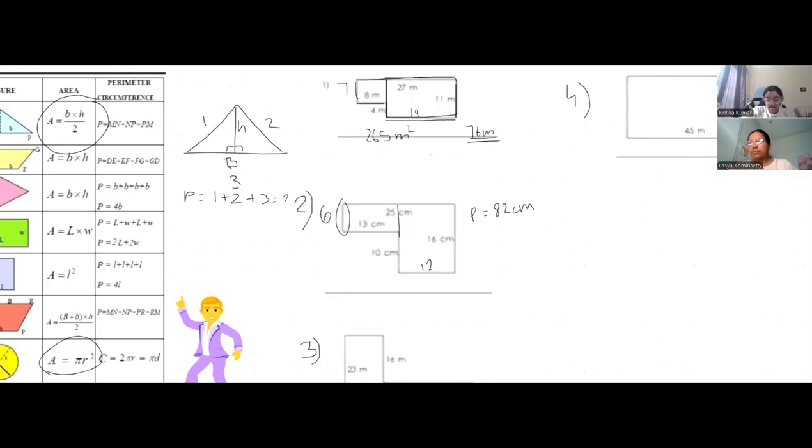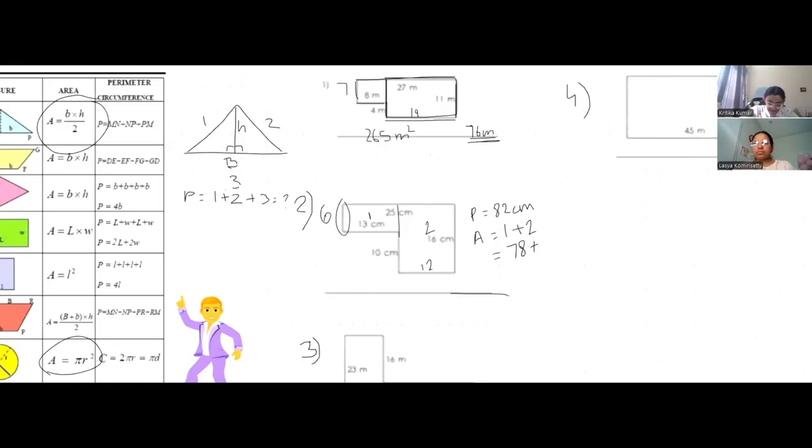And then for our area, we're going to find two areas and we're going to add them up. So first we're going to find the area of rectangle 1 and then the area of rectangle 2. So the area of rectangle 1 would just be 13 times 6, right? Which is 78. So our total area should be the area of 1 plus the area of 2. And here we found the area of 1 to be 78. And the area of the second one would be 16 times 12, right? Which should be 192.